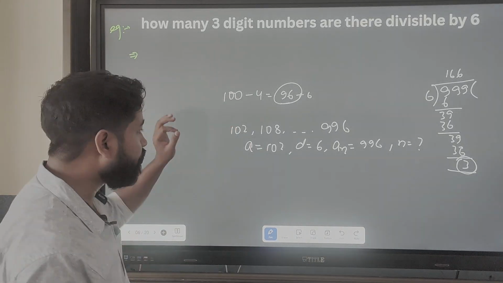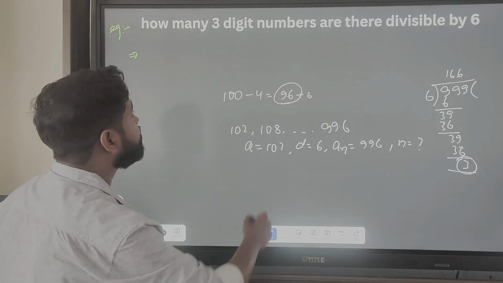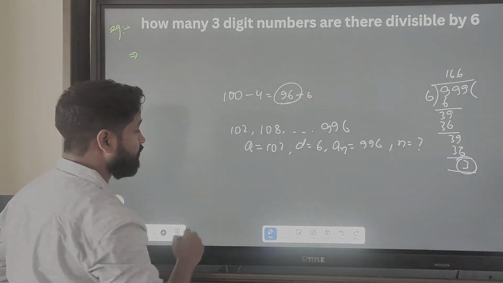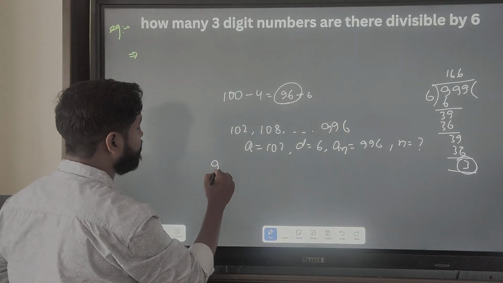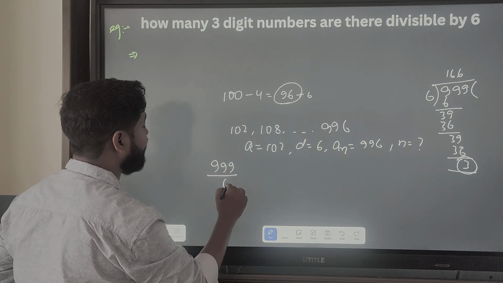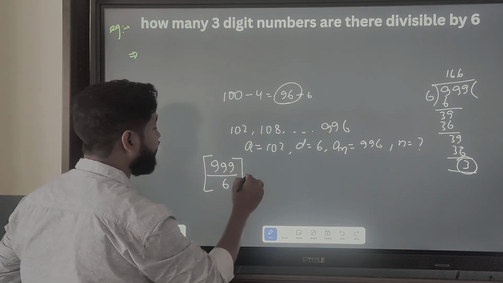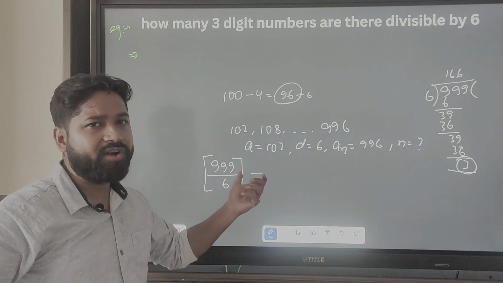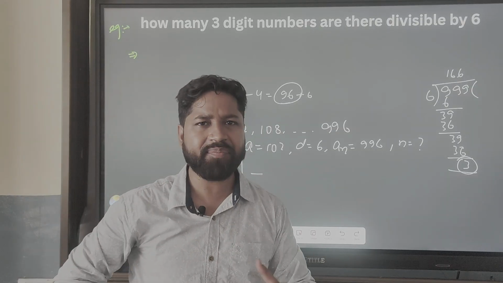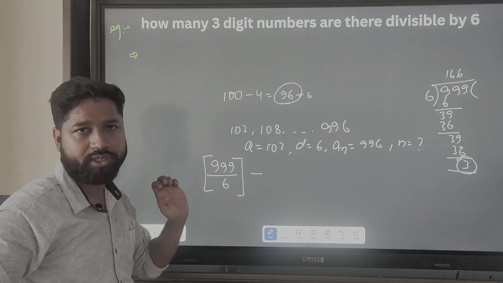Okay students, so what we need to do: what is the smallest 3-digit number or the largest 3-digit number? It's 999. Divide that by 6 and consider just the quotient, or the greatest integer function. As of now, let's just consider the quotient.